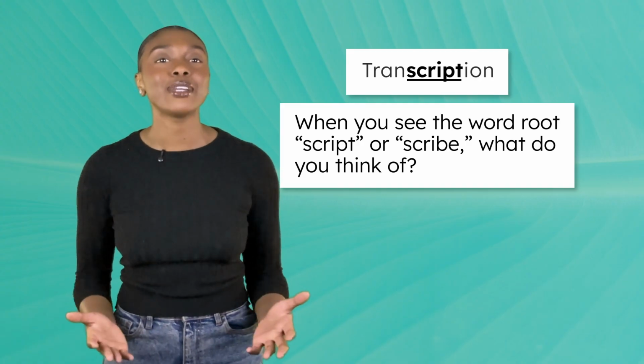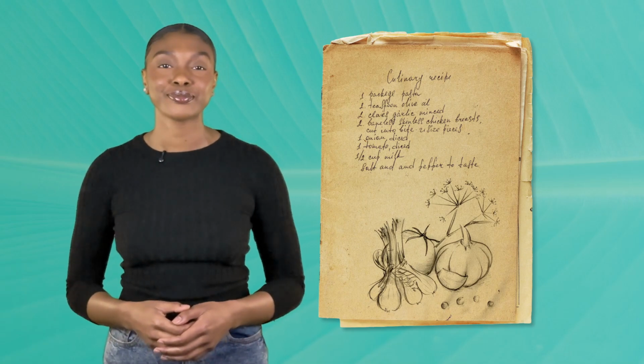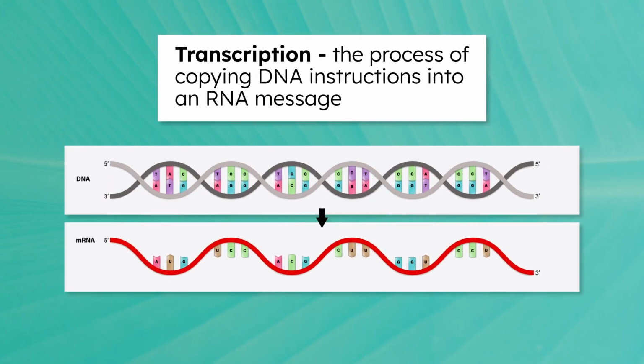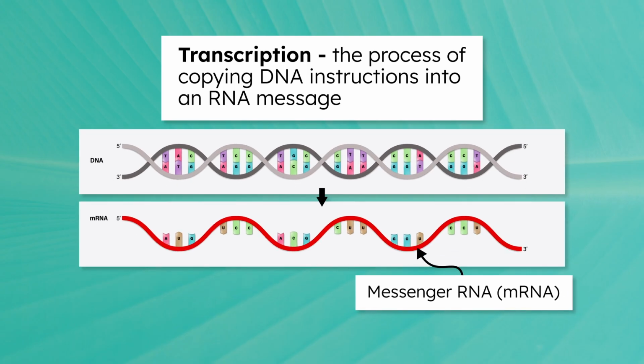To transcribe means to make a written copy, like the recipe I copied down for Justin. In cells, transcription is the process of copying DNA instructions into an RNA message that can leave the nucleus. In fact, this type of RNA is actually called messenger RNA, or mRNA for short.